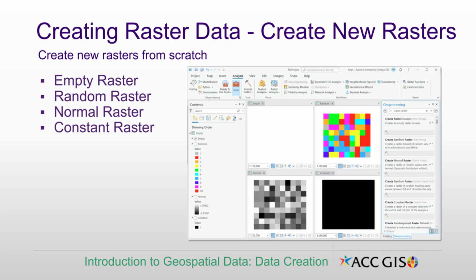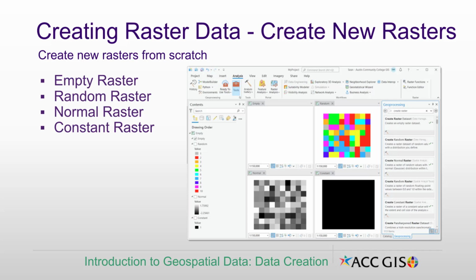So an empty raster is just that. The coordinate system, the cell size, and the extent are all set, but when the raster is created, each cell has a value of null or no data. And so that's why you don't see any cells in the empty raster map view.